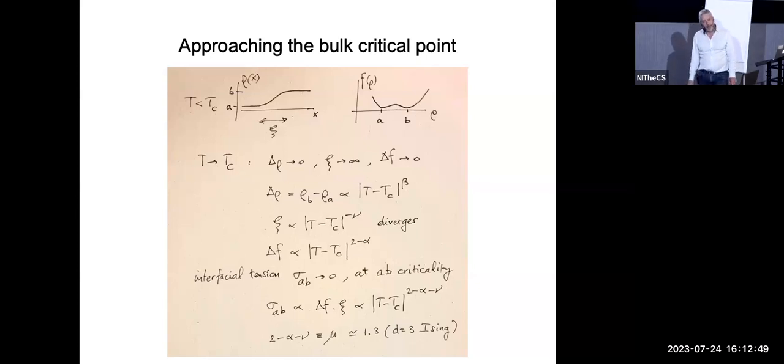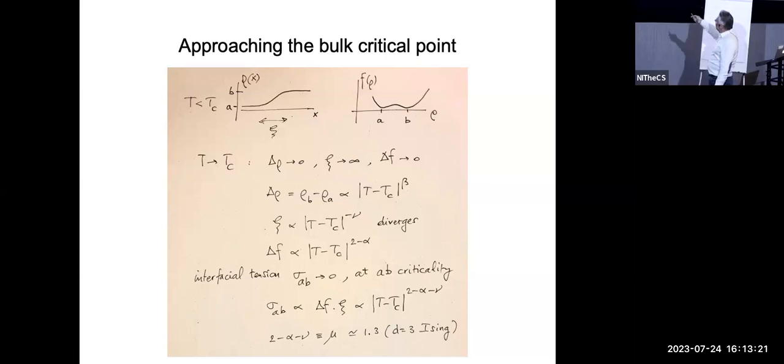Surprisingly, probably, the width of the interface will diverge. The interface becomes more and more fuzzy. This can be seen in experiments in binary liquid mixtures, and it's called critical opalescence. So this coherence length becomes of the order of the wavelength of visible light, and then the fluid appears milky. So the psi diverges when we approach the critical point.